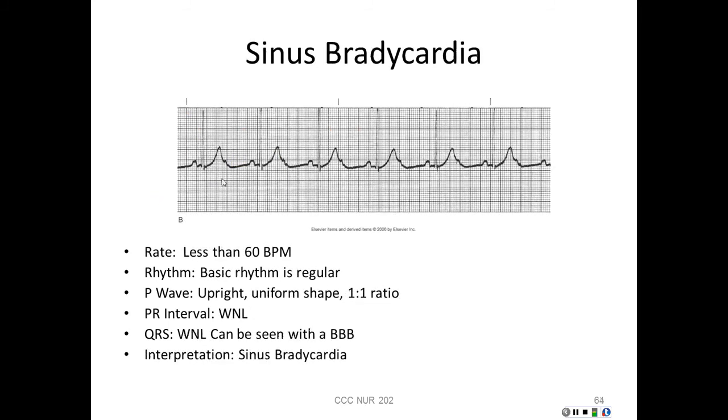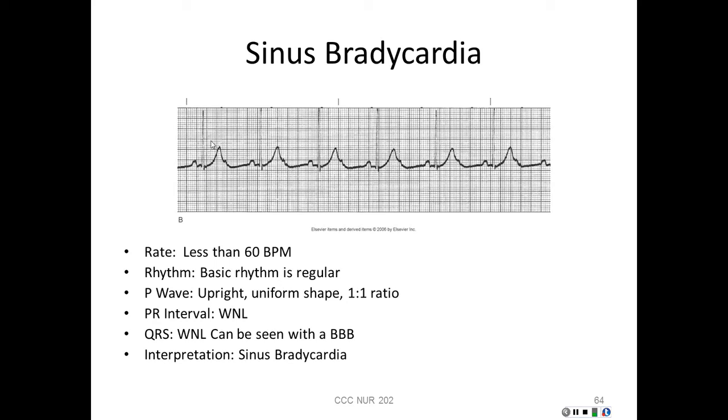Other strips that you're going to see, sinus bradycardia. You already know that any heart rate less than 60 is considered bradycardic. Any heart rate greater than 100 is tachycardic. When we look at a sinus bradycardia, basically it's a sinus rhythm. On this one, let's say sinus because there's a P wave in front of each QRS and the P wave is upright. Sinus means it's coming from the SA node.